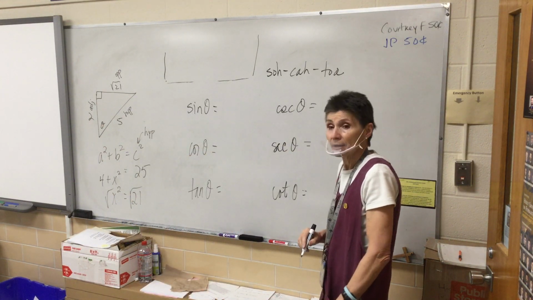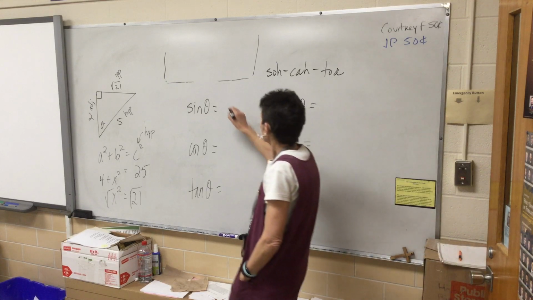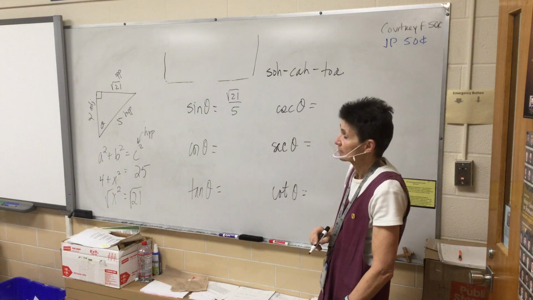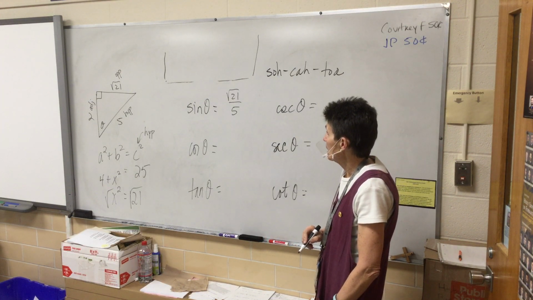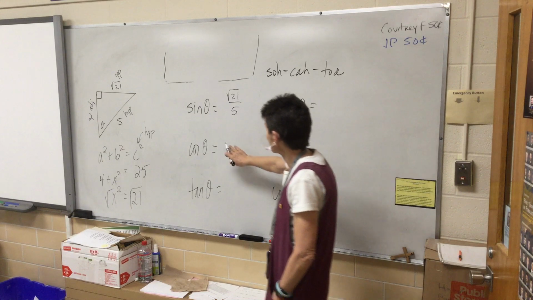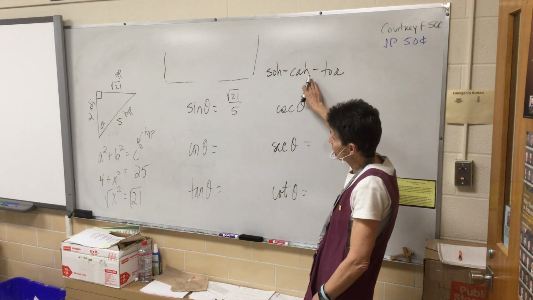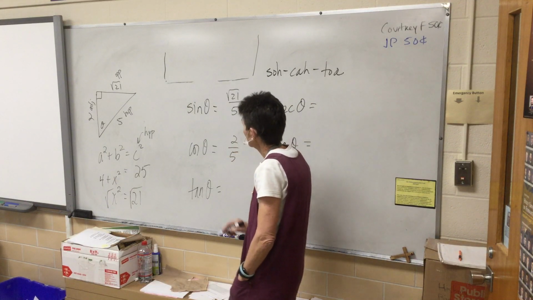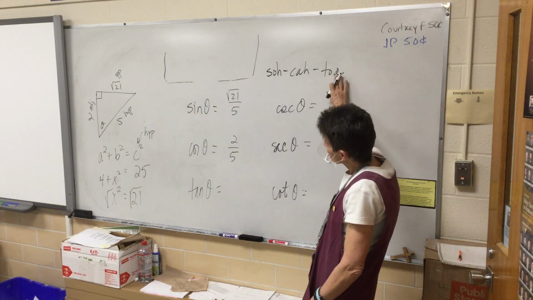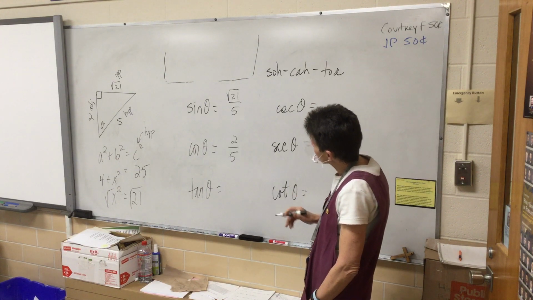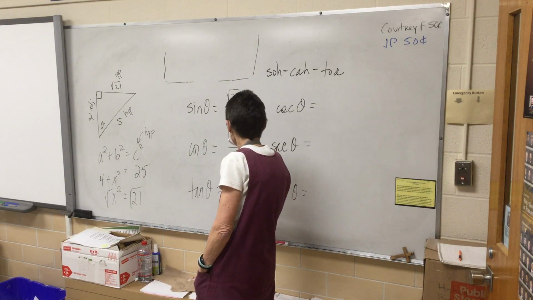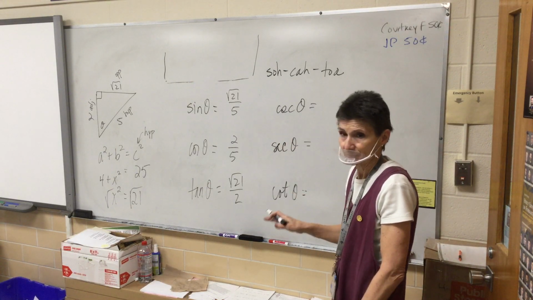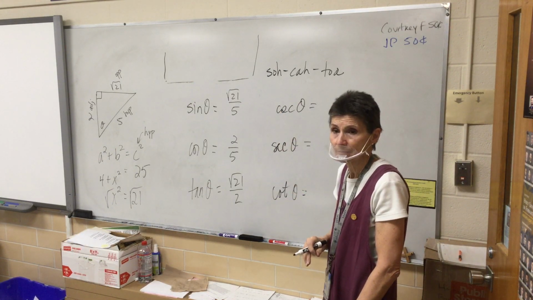Opposite over hypotenuse. Root 21 over 5. Adjacent over hypotenuse. I'm doing cosine. Adjacent over hypotenuse, 2 over 5. And opposite over adjacent for the tangent. Square root of 21 over 2. Okay, and remember, radicals on top are fine. So those answers are perfect.